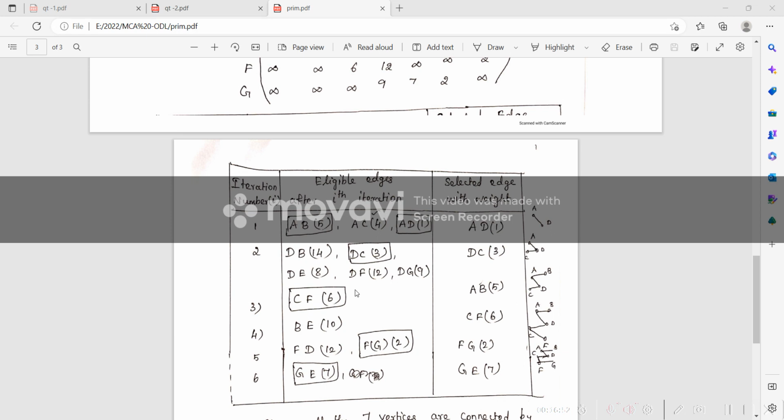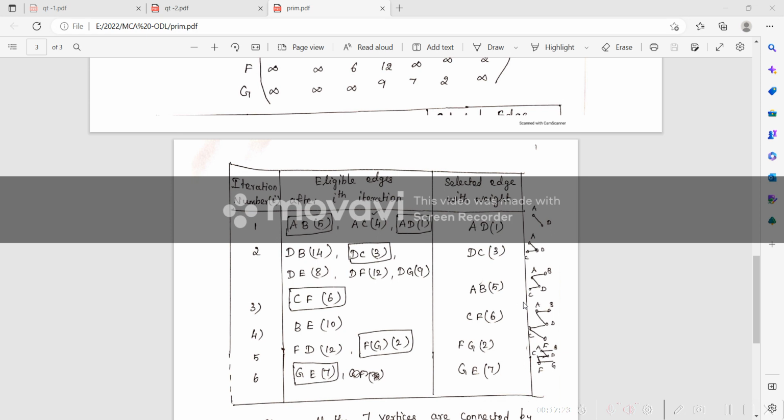Okay, so now the selected ones are AD and DC. So these two only selected. So we are left with AB, AC, DB, DE, DF, DG and CF. Okay, weights are 5, 4, 14, 8, 12, 9, 6. Okay, among that least one will be AC. AC is the least one, whose weight is 4.